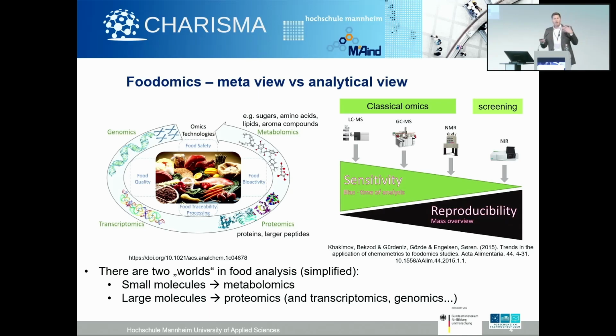There's always a trade-off between sensitivity, selectivity, so how deep can I go, how selectively can I differentiate different molecules, and the reproducibility of the system. As a very simplified rule, typically optical spectroscopy tends to be more reproducible in terms of transferability from instrumentation to instrumentation in comparison to mass spectrometry. So we're talking about two worlds, small molecules and the larger molecules. We're going to focus a bit on the metabolomics part.